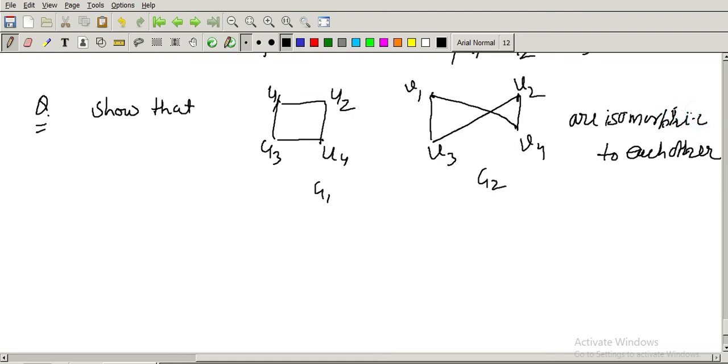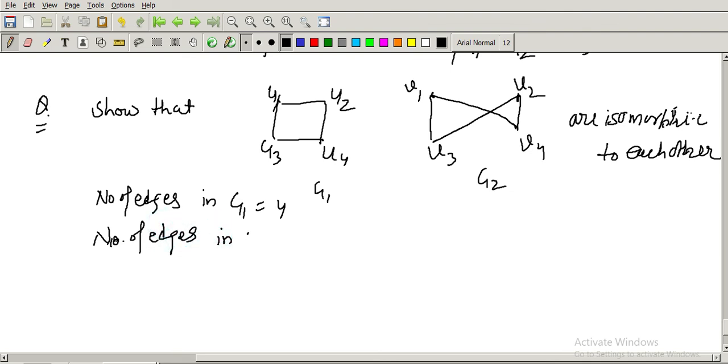Isomorphic to each other. So to prove that, what we have to do, firstly check whether the number of edges or number of vertices. So number of edges in G1 is 4, right? 1, 2, 3, 4 edges, and number of edges in, let's say, G2, 1, 2, 3 and 4 edges.